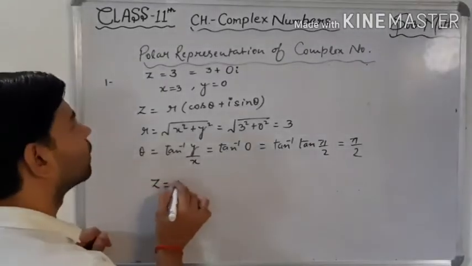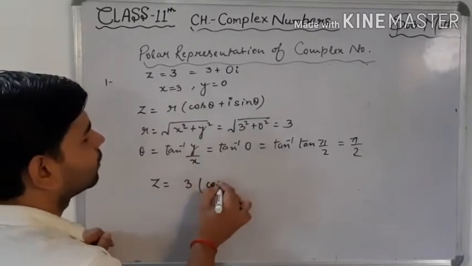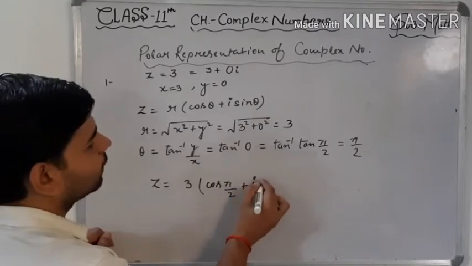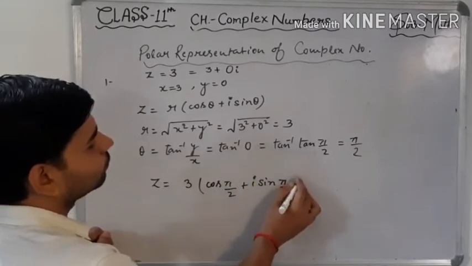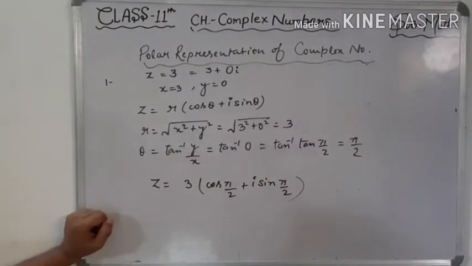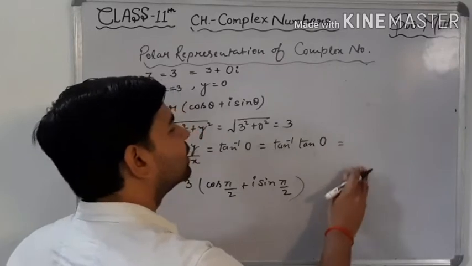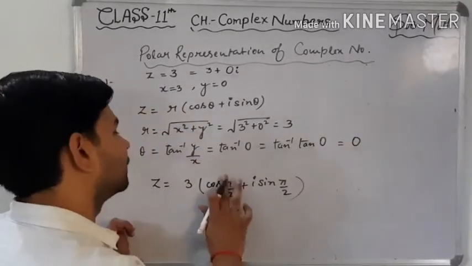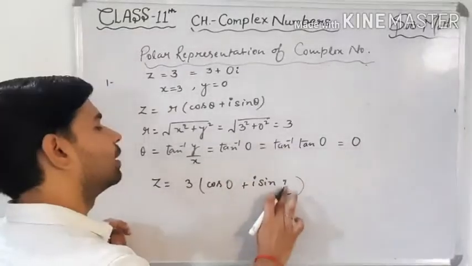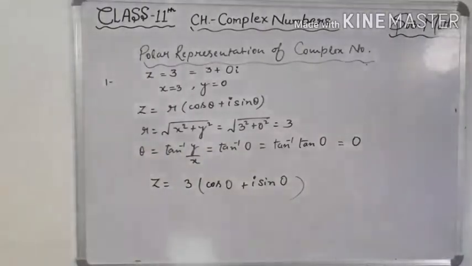So the polar form of the given complex number is 3 cos pi by 2 plus i sin pi by 2. This is the polar representation of the given complex number. Tan 0 is 0, so this is cos 0 plus i sin 0. See the next question.